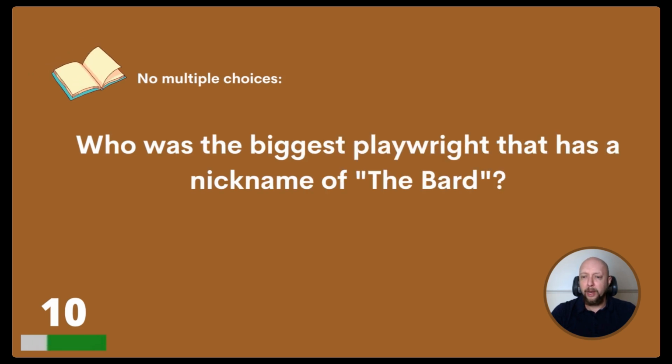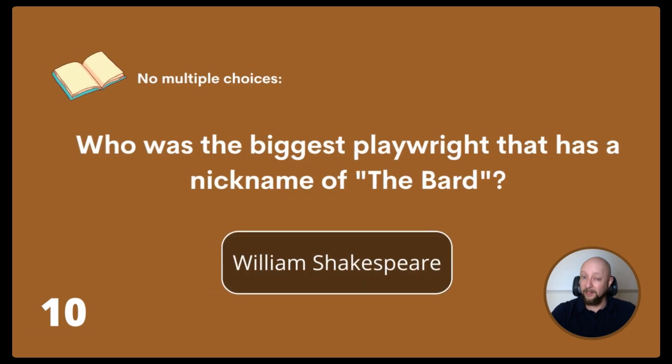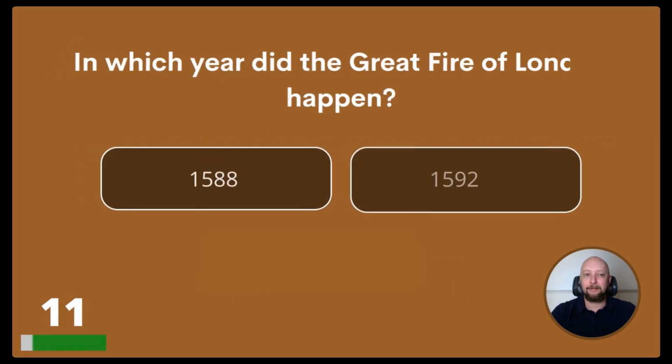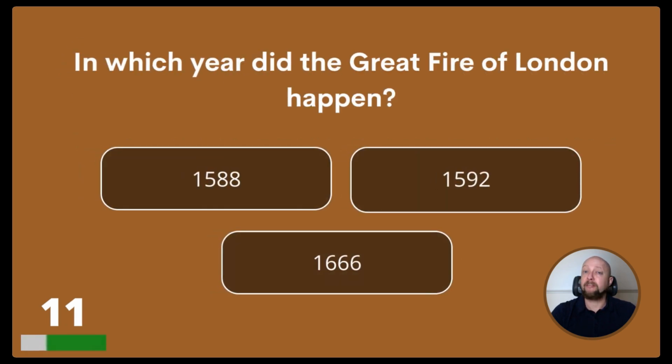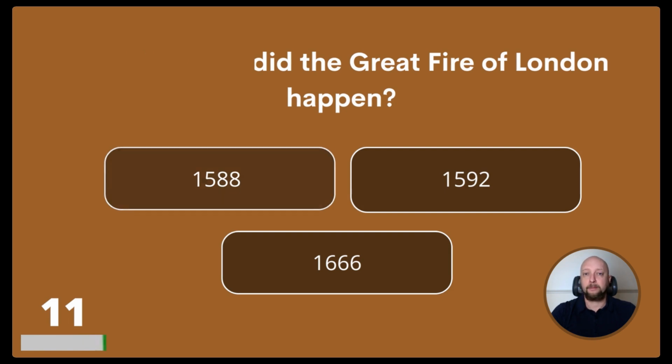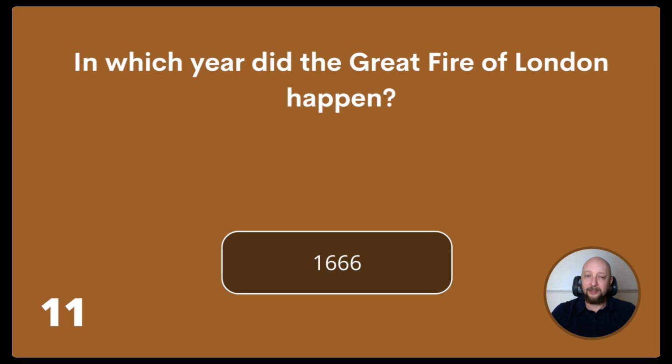Who was the biggest playwright that has a nickname of the Bard? If you said William Shakespeare, you got this one right. In which year did the Great Fire of London happen? Was it 1588, 1592, or 1666? The answer is 1666.